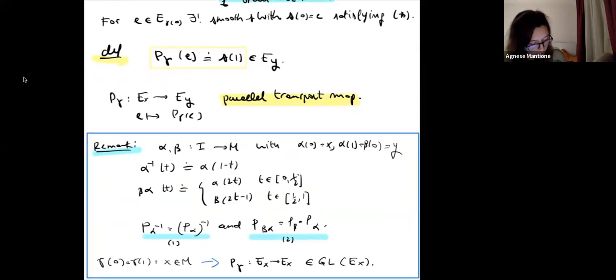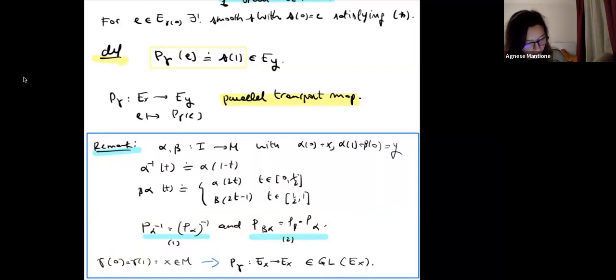So we have that if, for example, we take a loop, then the parallel transport along a loop has an inverse, which is the parallel transport of the loop taken in the opposite direction. So starting from y and going to x, but in this case, because it's a loop, instead of going in this direction, we go the other way around. And then we get a linear transformation of the fiber at x.